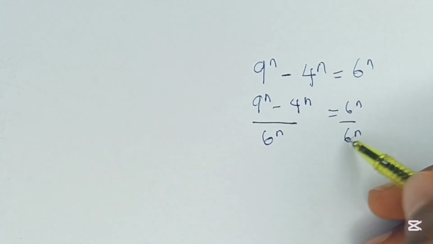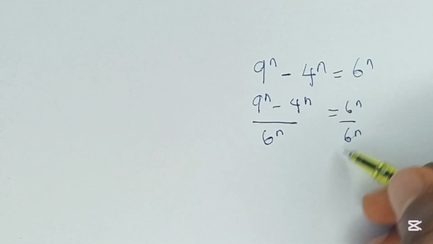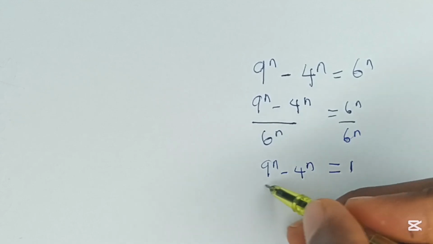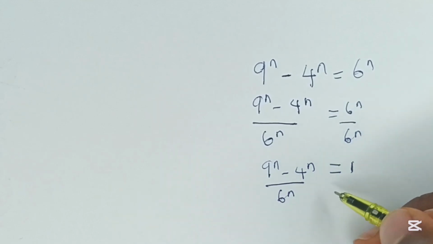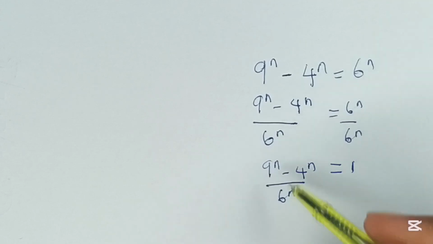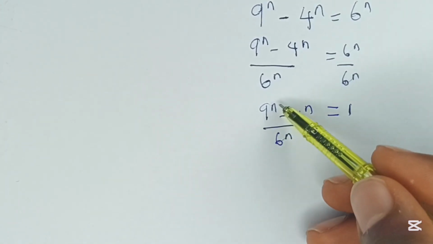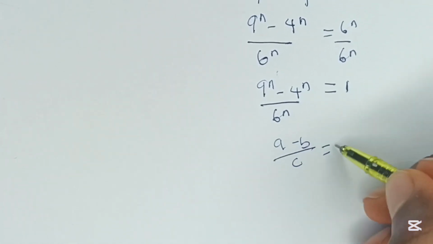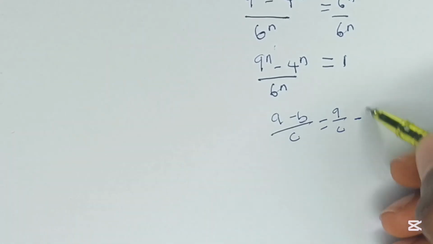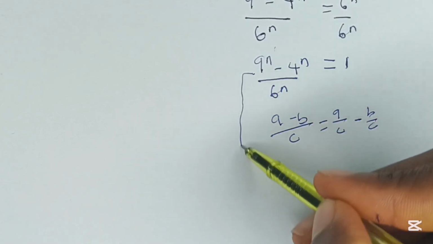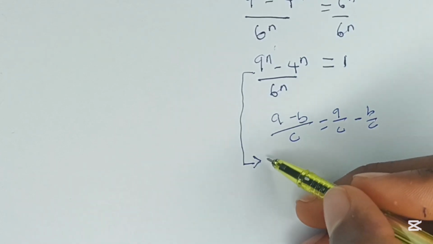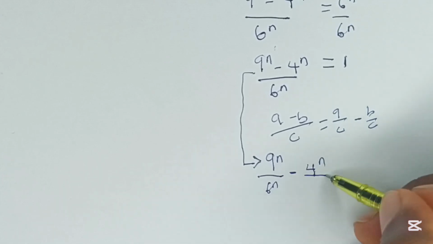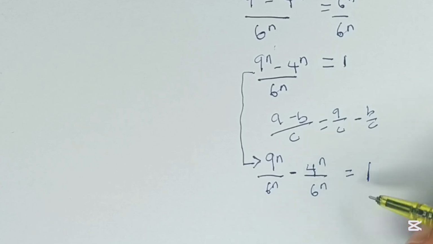Now 6 to the power of n divided by 6 to the power of n is 1. Here we have 9 to the power of n minus 4 to the power of n all over 6 to the power of n equal to 1. We can split this, because a minus b all over c is equal to a over c minus b over c. Hence we have 9 to the power of n over 6 to the power of n minus 4 to the power of n over 6 to the power of n is equal to 1.